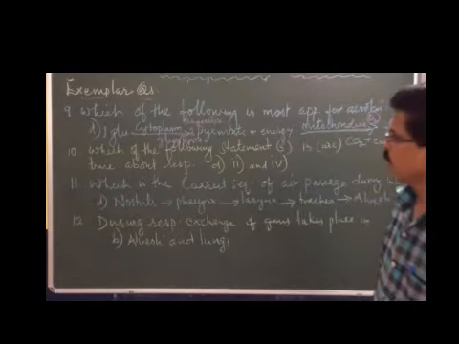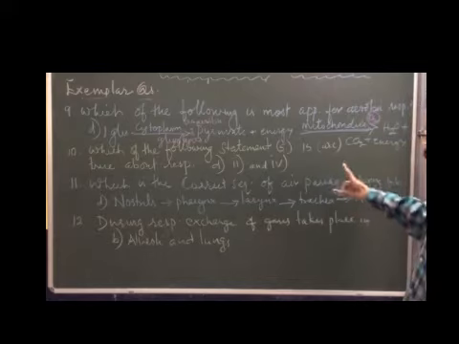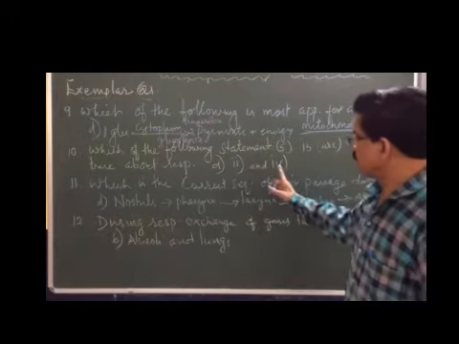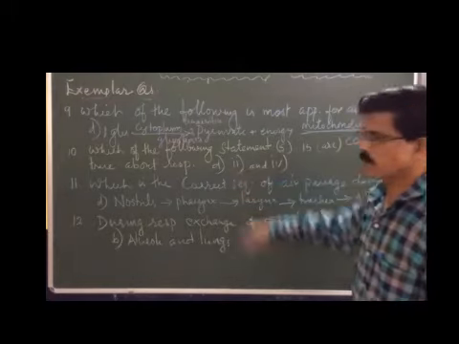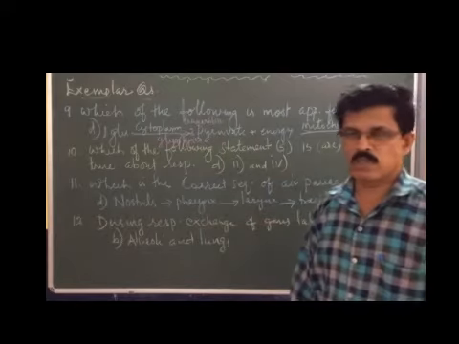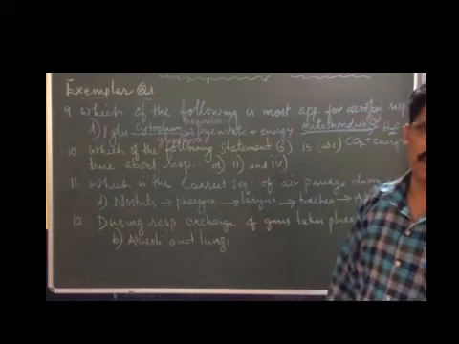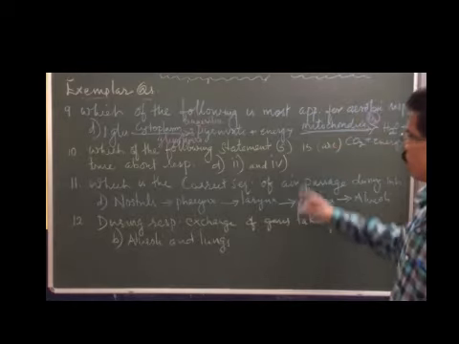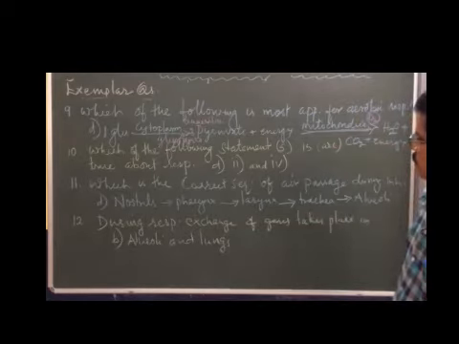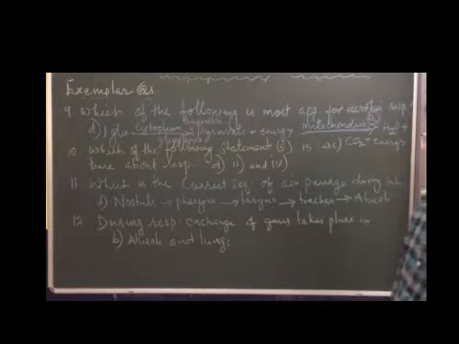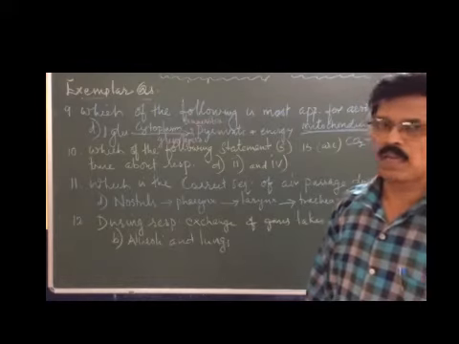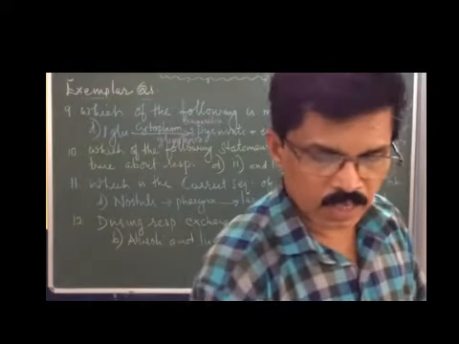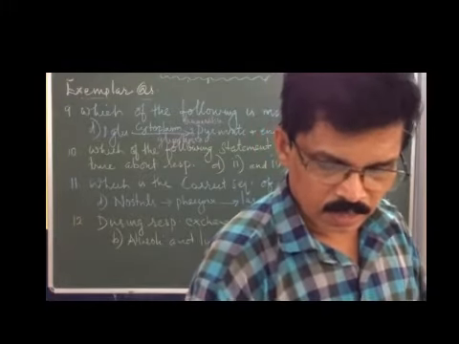Now the 10th question: which of the following statements are true about respiration? The answers are the second and fourth options. The second option says that gaseous exchange takes place between the alveoli and the blood of the capillaries. That is correct as far as respiration is concerned. The fourth option given is that during respiration carbon dioxide is released from the tissue.